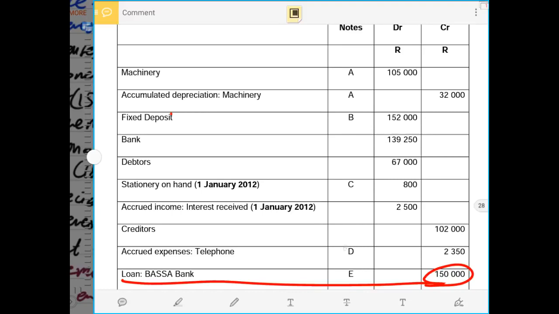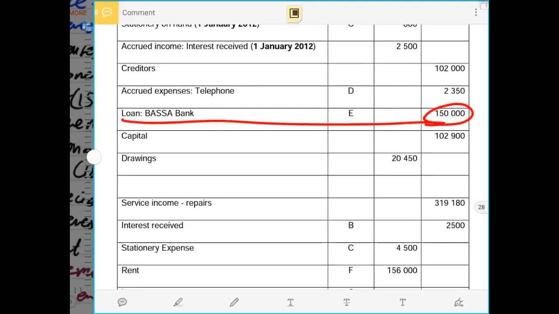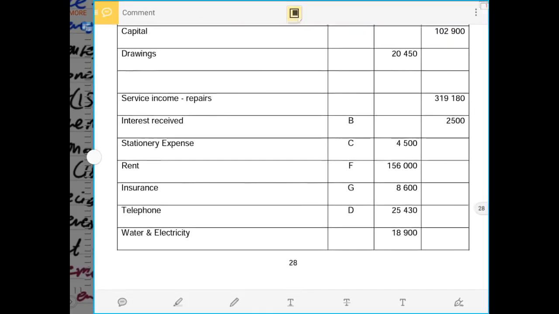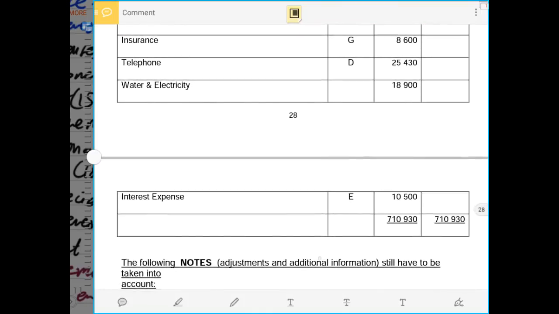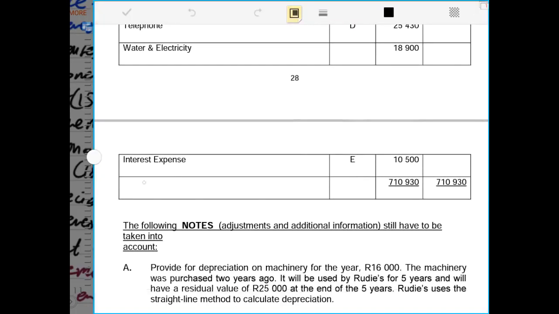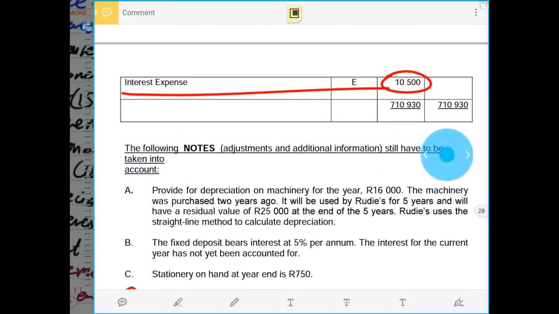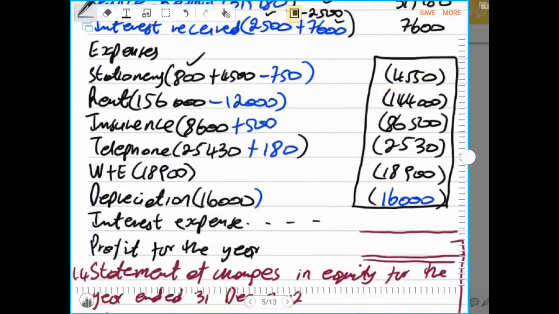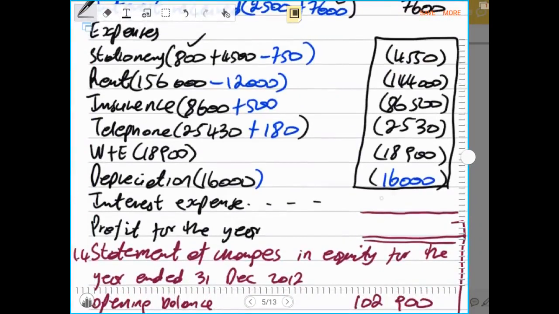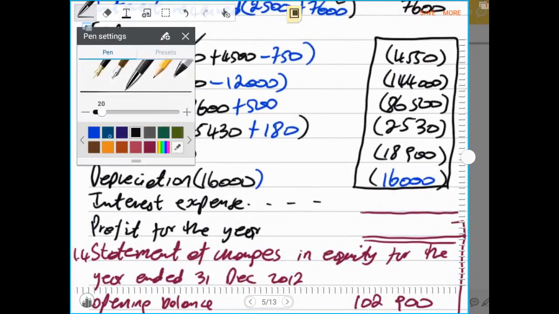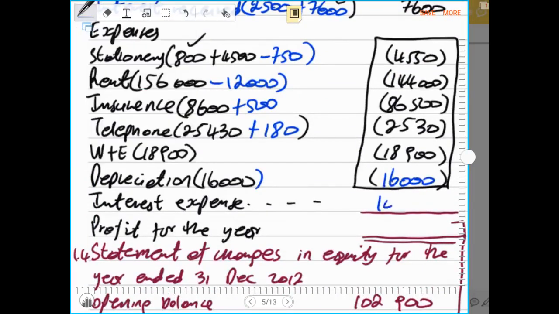Interest expense. Okay, there is the interest expense. Sorry, interest expense is 10,500. I don't know how I forgot to record it. Interest expense is 10,500, and there was no adjustment.